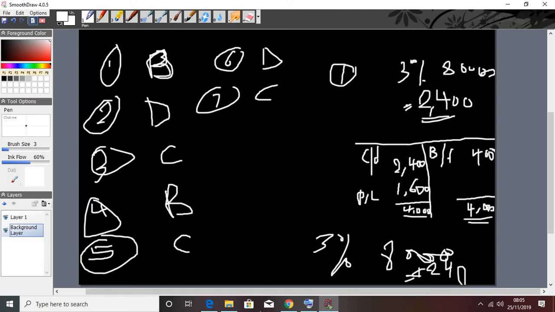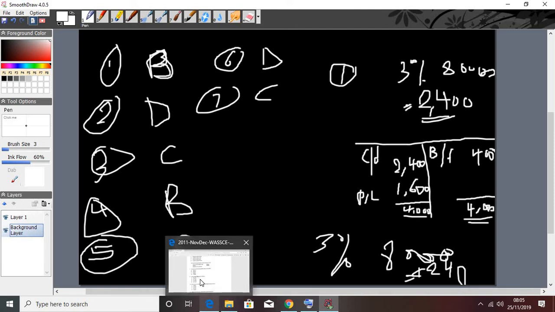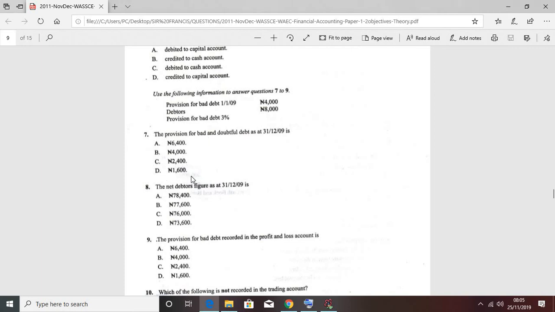That's why I said there's something wrong somewhere. 240, but in the solution you don't have 240. So what are they trying to say? NOV DEC 2011. I think they made a correction during the examination or something like that. But in my opinion, the debtors figure here is supposed to be 80,000. When it is like that, then we can get this figure. Okay? So don't follow this. Try and understand what I'm trying to say. If you have a different opinion, you can leave it in the comment section.